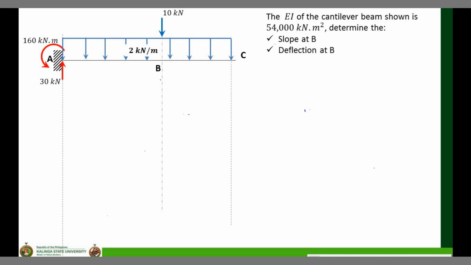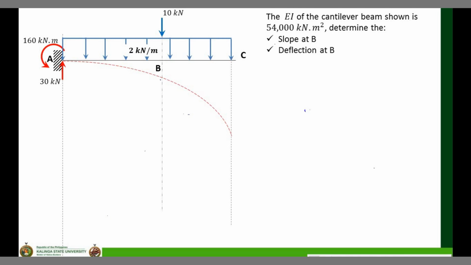Draw the moment diagram. After drawing the moment diagram, draw the free body diagram and the elastic curve. In my case, this is an exaggerated diagram. So here, the elastic curve will look like that.